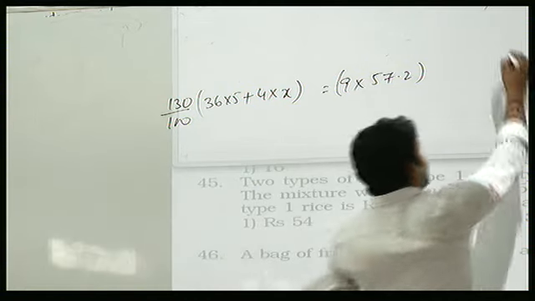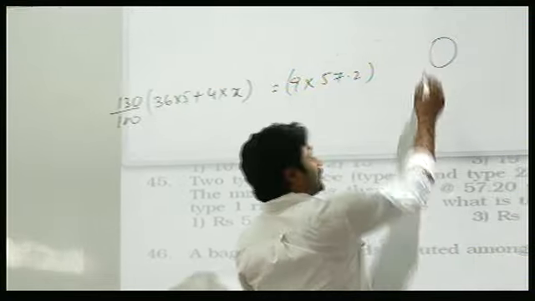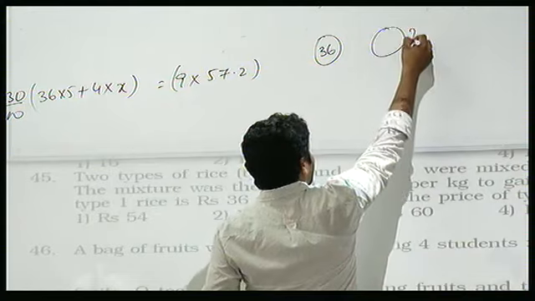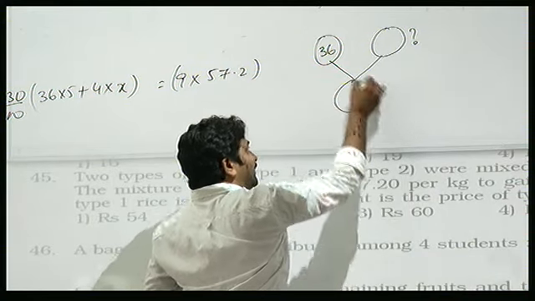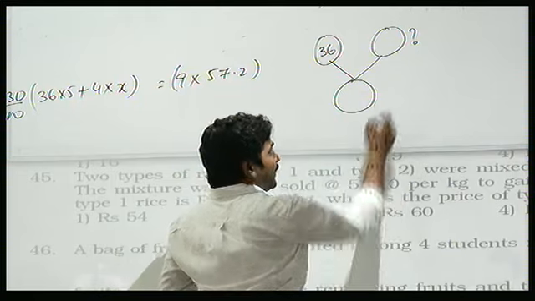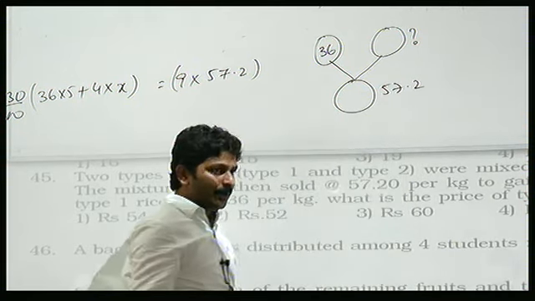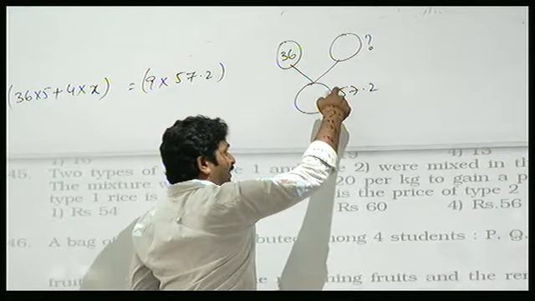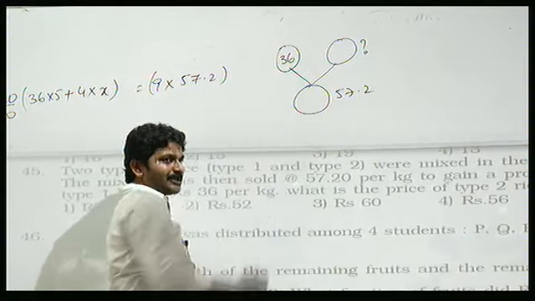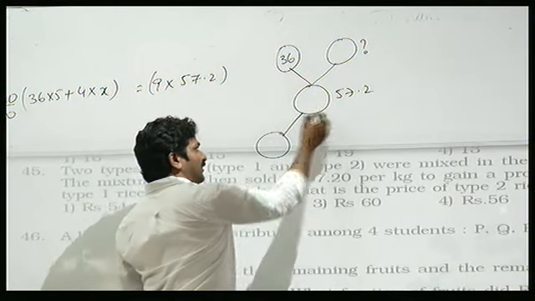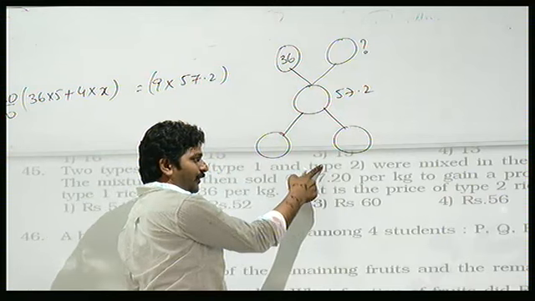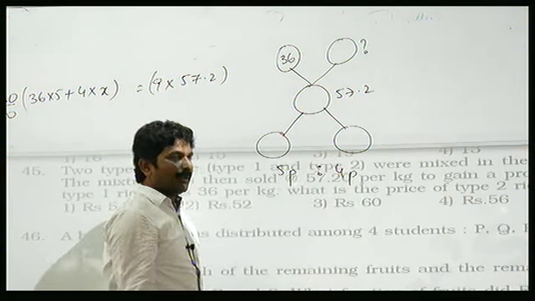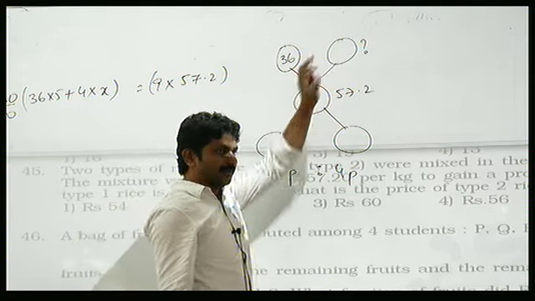If you want to use alligation, first variety price is given as 36 rupees and the second variety is not given. You need to calculate this value, and when you mix it, this is sold. The mixture is sold at a price of 57.2 rupees and thereby gains 30%. So here this value is selling price. You need to convert it to cost price and then use cost price and go for alligation, which is in the respective ratio 5:4. Hence it is 5 parts and then this is 4 parts. From then you can calculate this value.